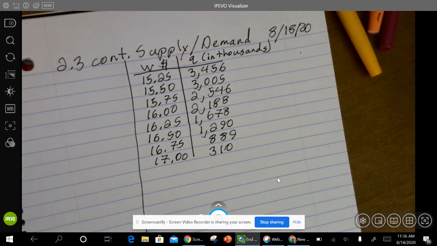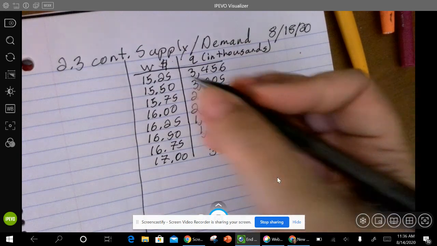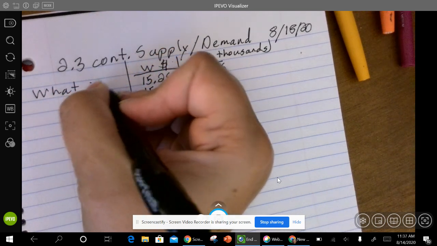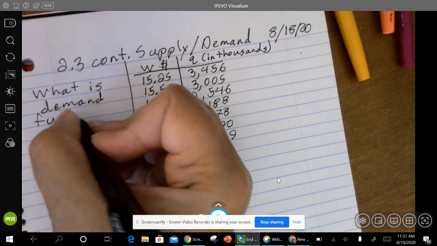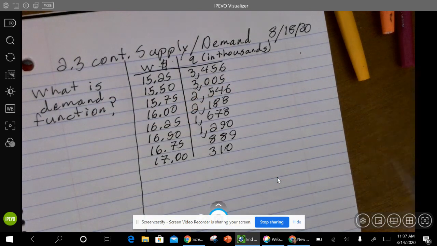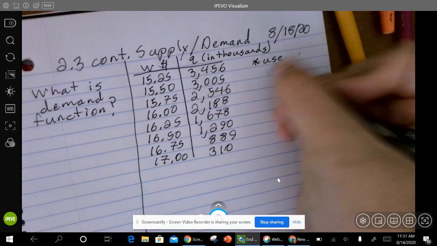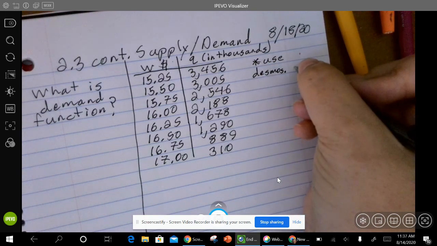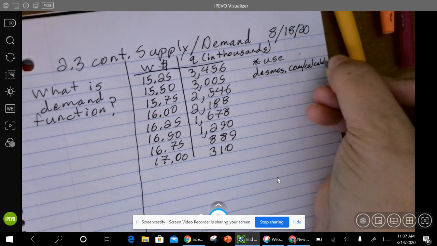Okay, so we're going to do this. So I want you to know, we are going to use decimals. And what we want to figure out first is, what is the demand function? The demand equation of demand. Okay. We are going to use Desmos again, desmos.com/calculator.